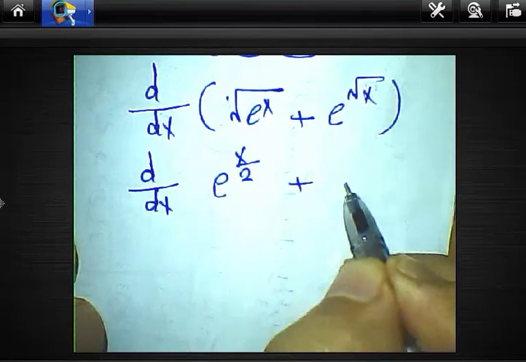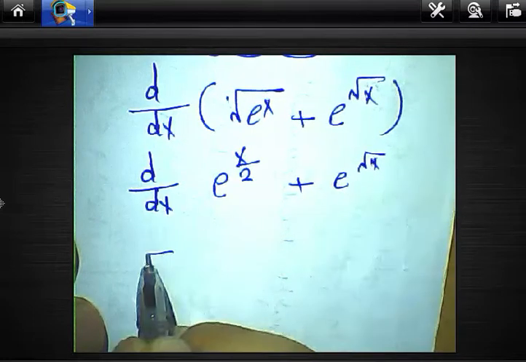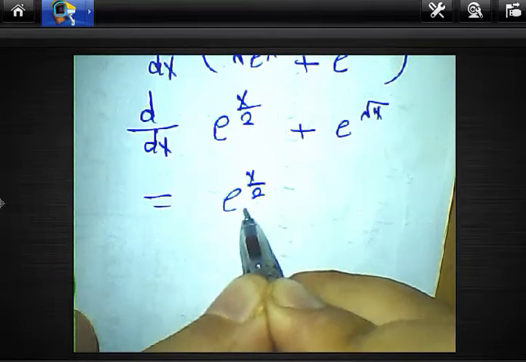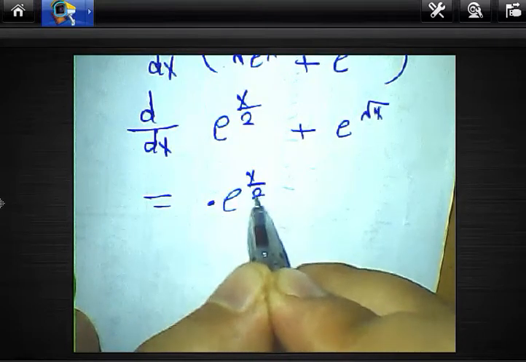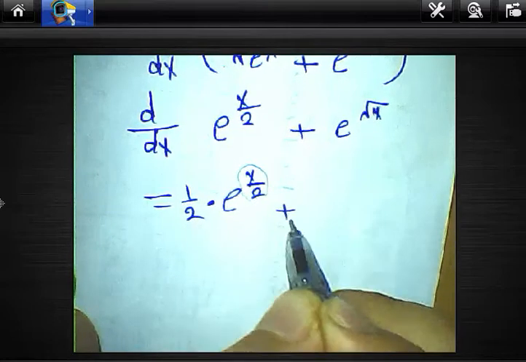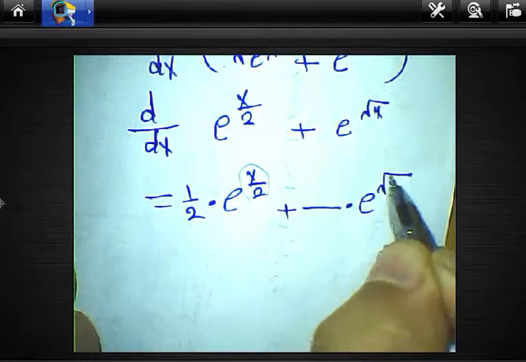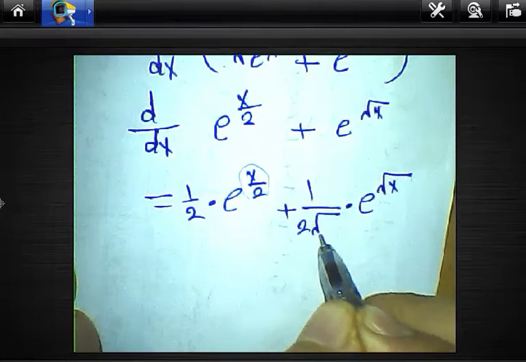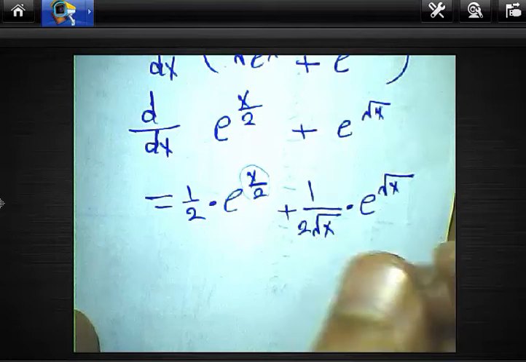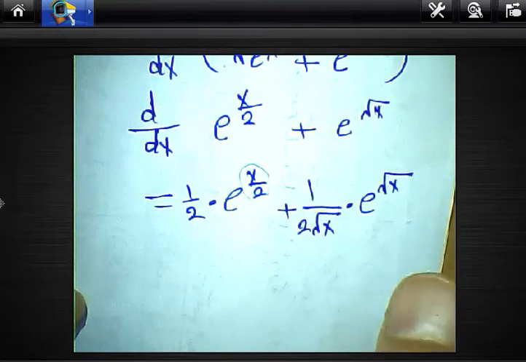And here we have e power root of x. We can write root of x here, so we can find the derivative of this function. We can write e power x over 2 here, plus e power root of x multiplied by the derivative of this power, which will be 1 over 2 multiplied by root of x. The derivative of root of x is 1 over 2 multiplied by this root, and the derivative of x under this root will be 1.